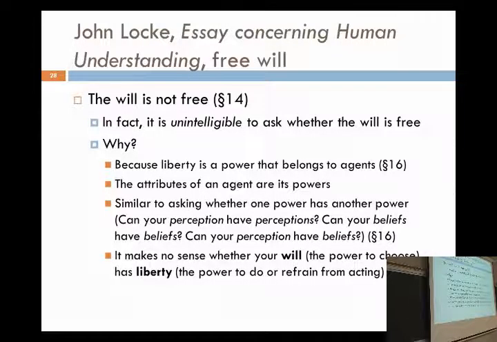So it makes no sense whether your will, that is the power to choose, has liberty, which is the power to do or refrain from acting. And on his analysis, this is why the whole problem of free will exists. The whole problem of free will is really due to a mistake in the way we think about it. If we apply a careful way to think about willing and freedom, it dissolves the problem.